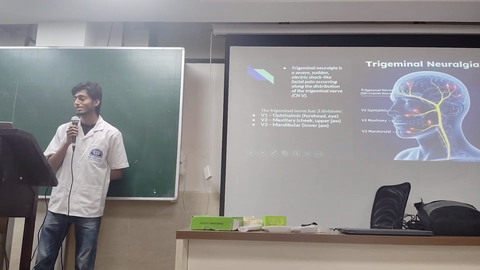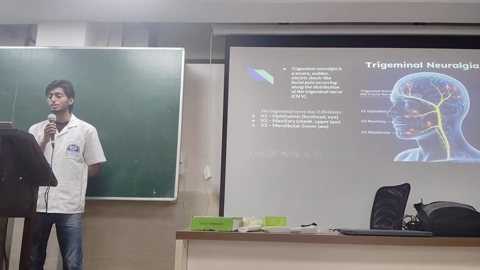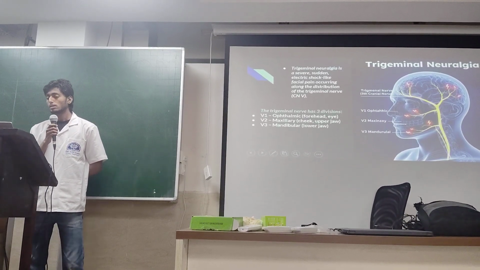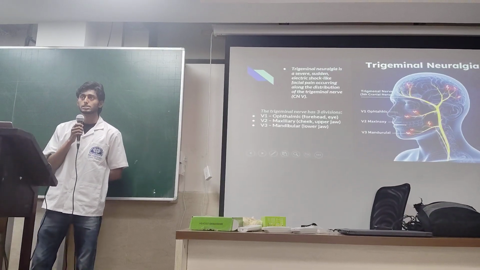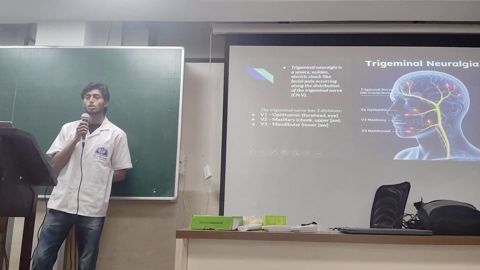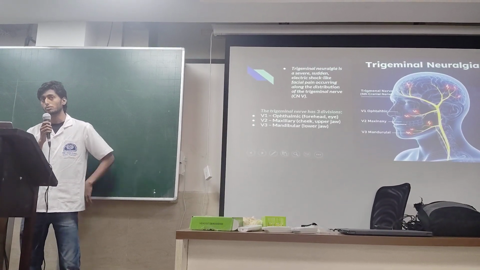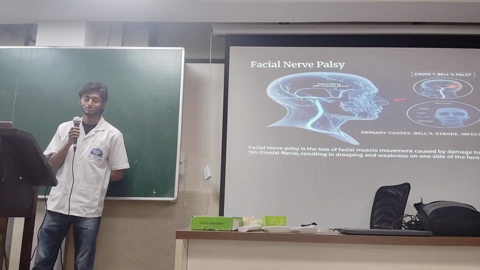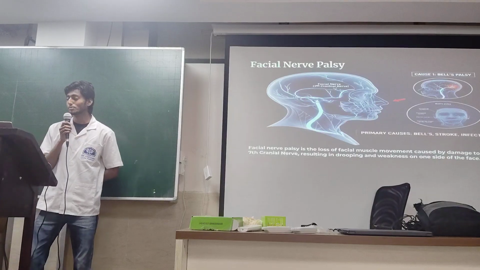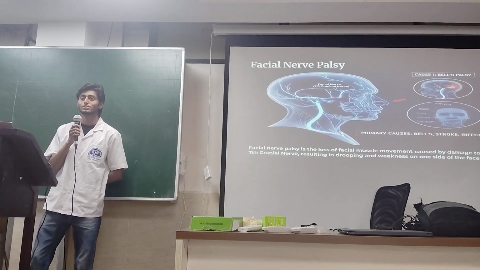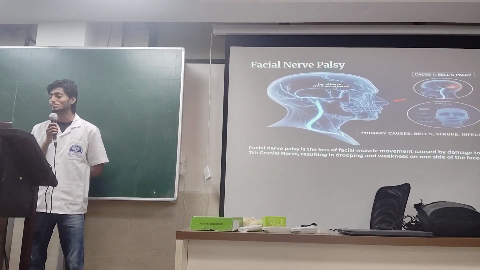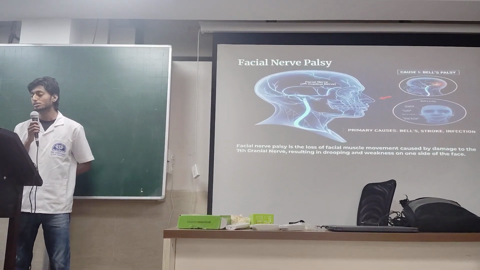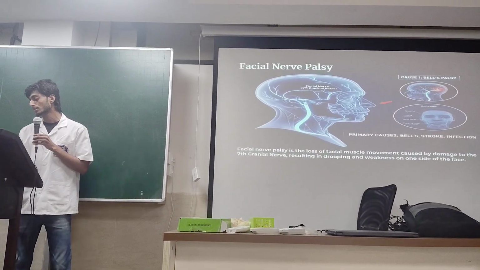Trigeminal neuralgia. Trigeminal neuralgia is a sudden electric shock-like facial pain occurring along the distribution of the trigeminal nerve. The trigeminal nerve has three divisions: ophthalmic, maxillary, and mandibular. Facial nerve palsy. Facial nerve palsy is the loss of facial muscle movement caused by damage to the seventh cranial nerve, resulting in drooping and weakness on one side of the face.